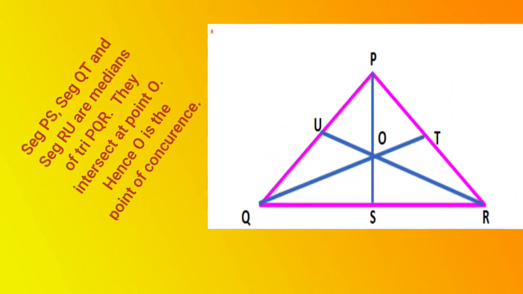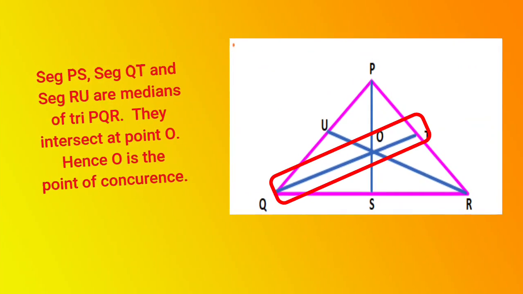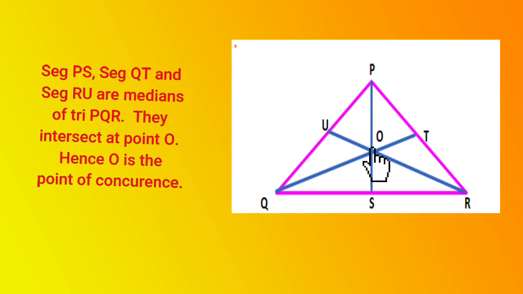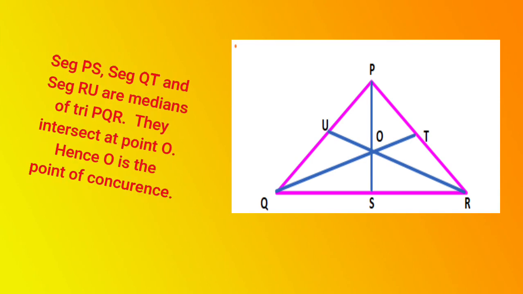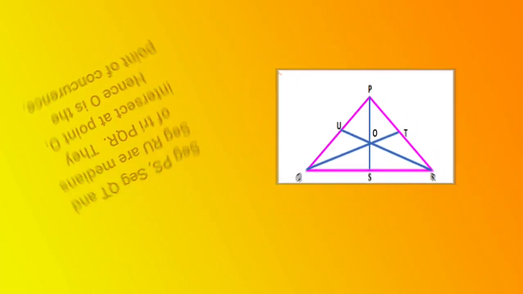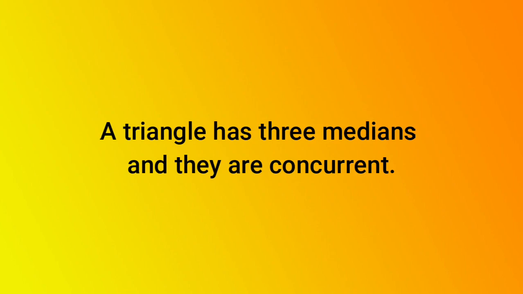Look at this figure. Segment PS, segment QT and segment RU are medians of triangle PQR. They intersect at point O, hence O is the point of concurrence. A triangle has three medians and they are concurrent.